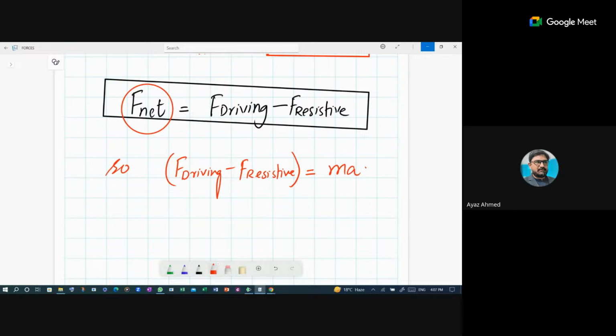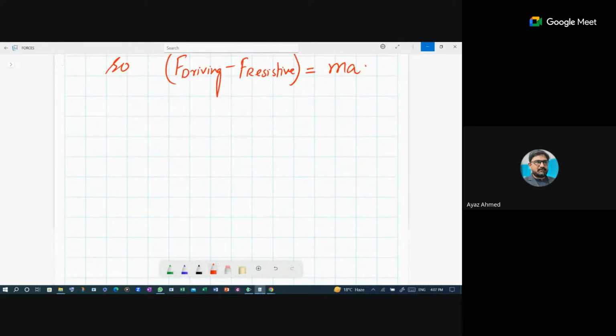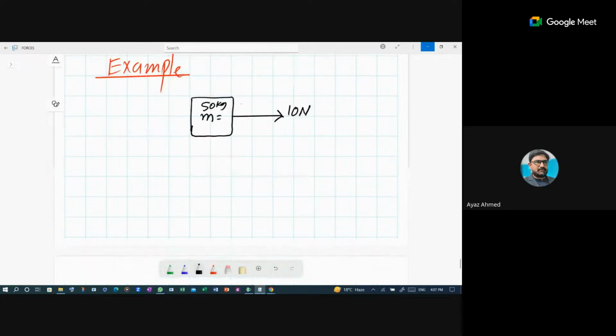Okay. So, for example, let's have a few examples and then we will move forward. Let's say I have a truck or a block. Its mass is, suppose, 50 kg. And I'm going to apply a force of 10 newton over here. Then how much acceleration could be produced by this force? The acceleration will be equal to 10 divided by 50, which is equal to 0.5 meter per second square.